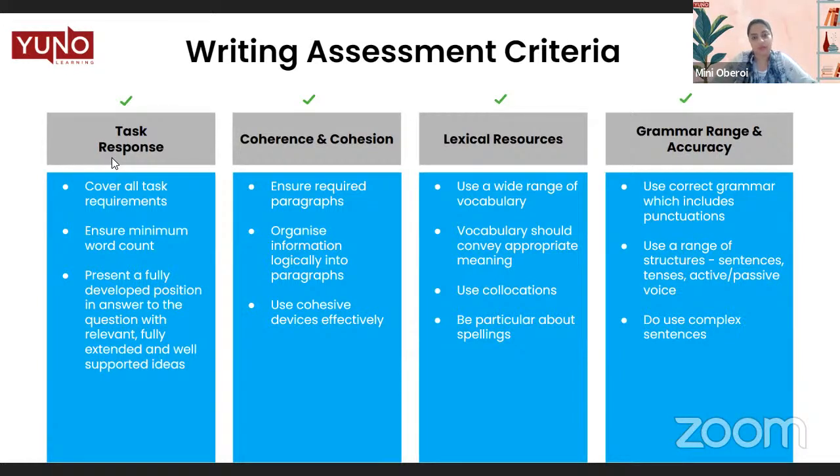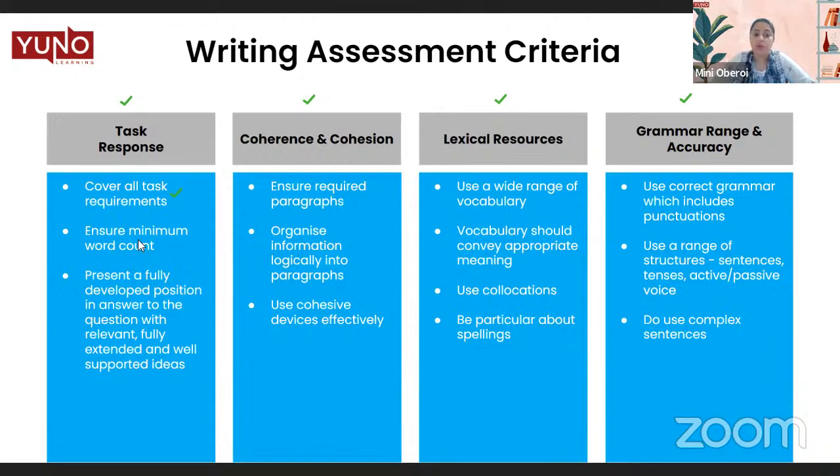First is task response. Task response covers 3 important things. First, cover all task requirements. Whatever the task asks you, whatever they want you to discuss in the particular essay, everything should be answered. If we do not have the answers to all these questions, automatically our band score will fall down.